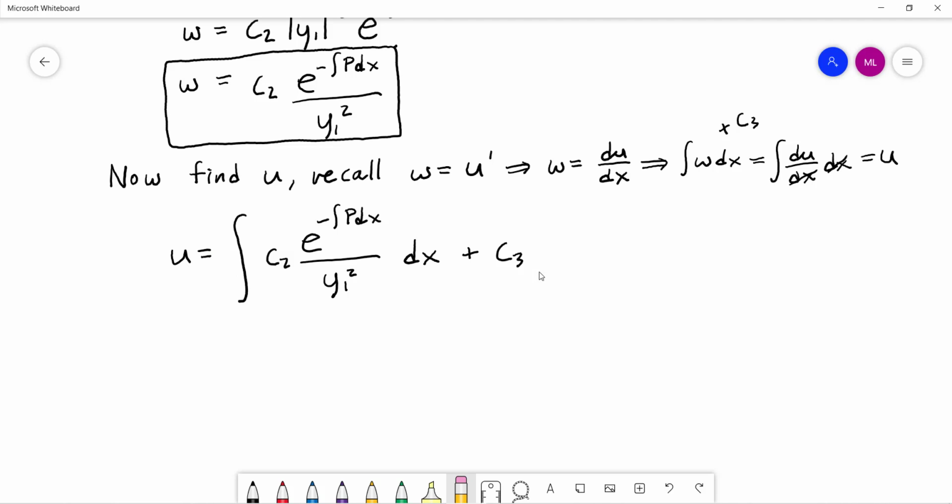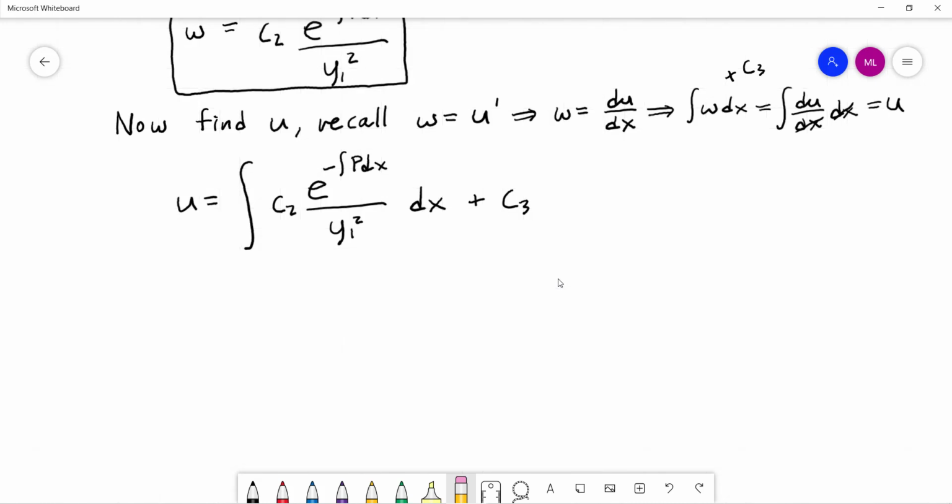We have some choices here. Because we haven't specified, and this needs to be true for all values of the constant, we can actually pick ones that are convenient to clean things up. So let's pick some values that make this nicer. I'm going to pick C3 equals 0 and C2 equal to 1 for our value of u.